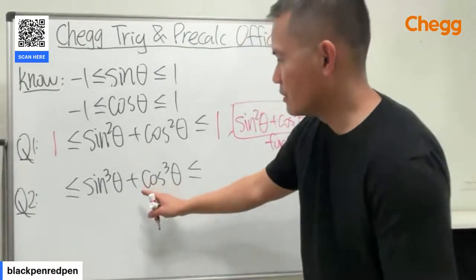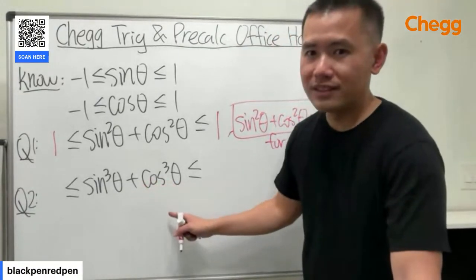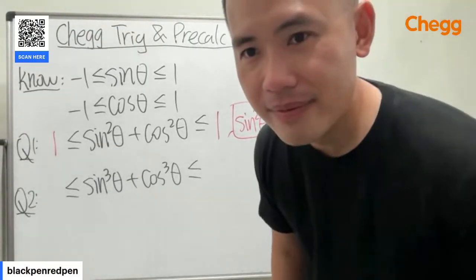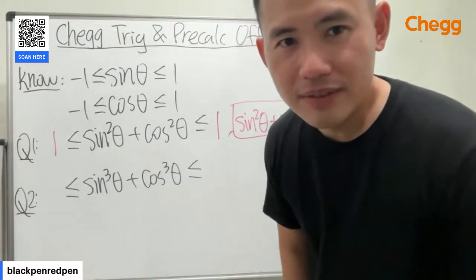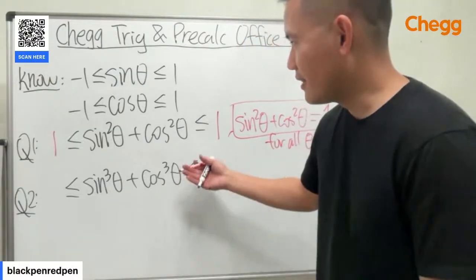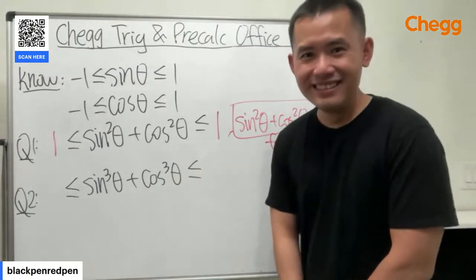But how about number 2? If you have the cubic ones, I'm debating whether I want to tell you guys the answer today or maybe next time. That way you guys can think about how to deal with this.